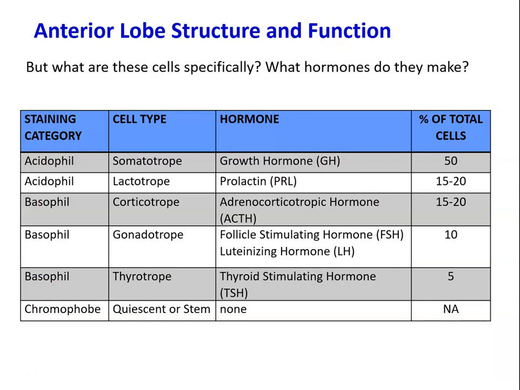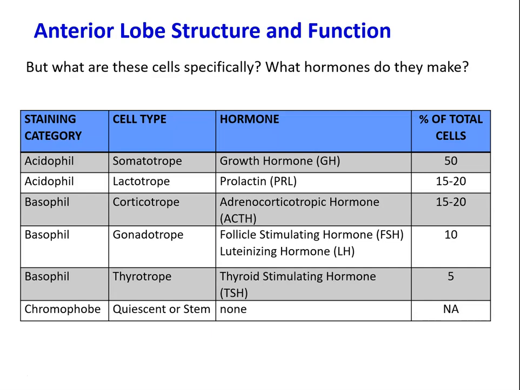What are these cells specifically, and what hormones do they make? So there are two different cell types that stain in an acetophilic fashion. Those are somatotropes and lactotropes. Somatotropes make growth hormone, and they are the majority of the cells, up to about 50% of the cells in the pars distalis. The lactotropes make prolactin, and they are between 15 to 20% of the total cells there.